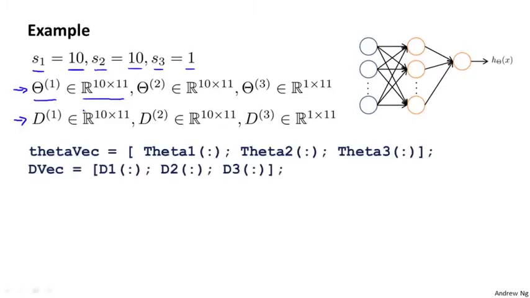So in Octave, if you want to convert between these matrices and vectors, what you can do is take your Theta1, Theta2, Theta3, and write this piece of code, and this will take all the elements of your 3 theta matrices.